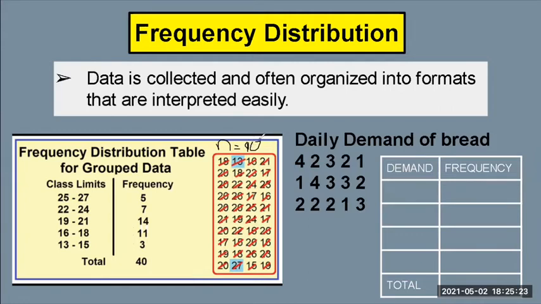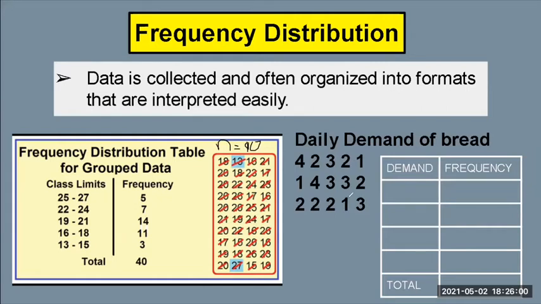Now, let's try and practice. We have a list of data in my right corner. Then we have this data of 4, 2, 3, 2, 1, 1, 4, 3, 3, 2, 2, 2, 2, 1, 3. We are going to try and tabulate our data. So as you can see, we have our demands and frequency.